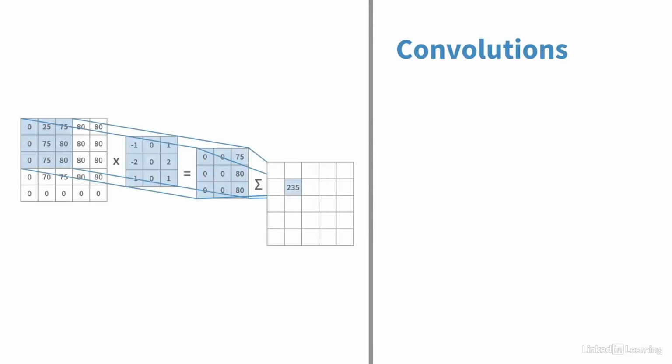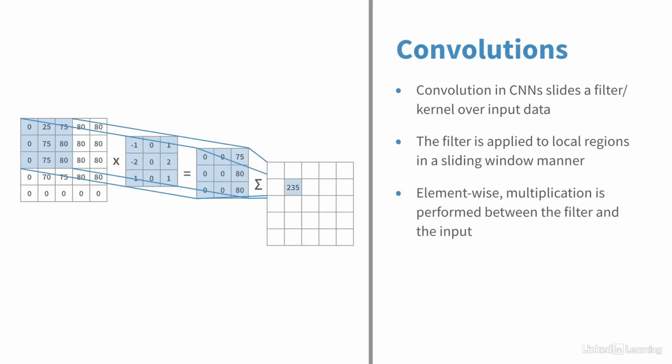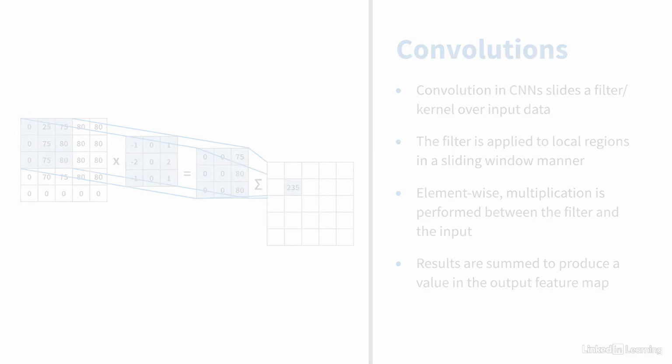The convolution operation in a CNN involves sliding a filter or kernel, which is just a small matrix, over the input data, which is typically an image. The filter is applied to local regions of the input in a sliding window manner. At each position, an element-wise multiplication between the filter and the local region of the input is performed, and the results are summed up to produce a single value in the output feature map. This operation captures local patterns in the input, such as edges, corners, and textures.